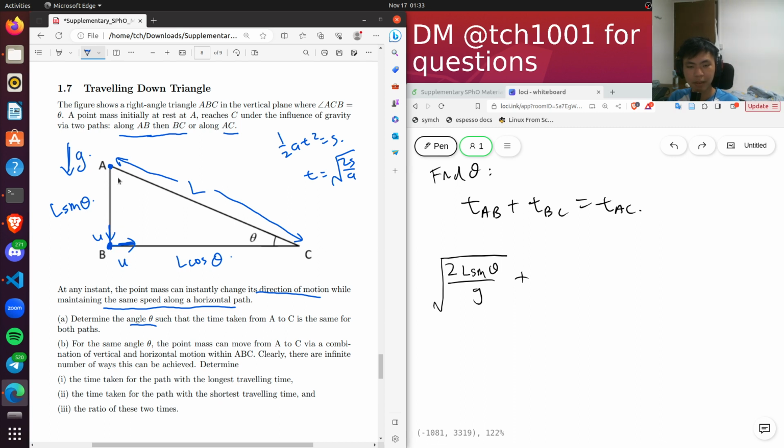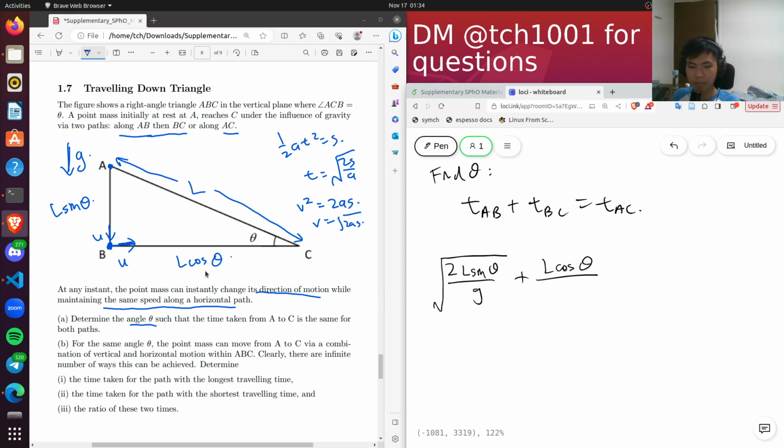The speed at B is just given by conservation of energy, right? So half m v squared equals m g s, so v squared equals 2as, so v is equal to the square root of 2as, s being the vertical height. So the time to go from B to C would be the horizontal distance, which is L cosine theta, divided by the horizontal velocity, which is going to be the square root of 2g L sine theta.